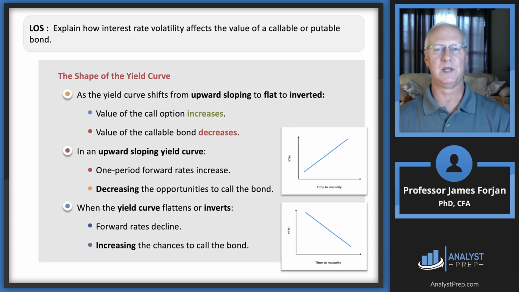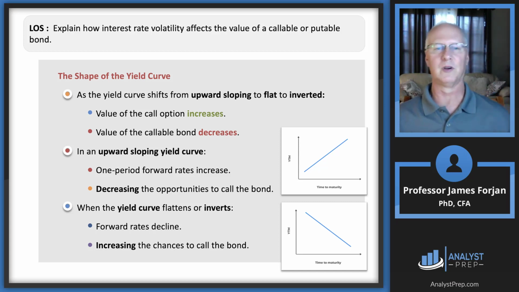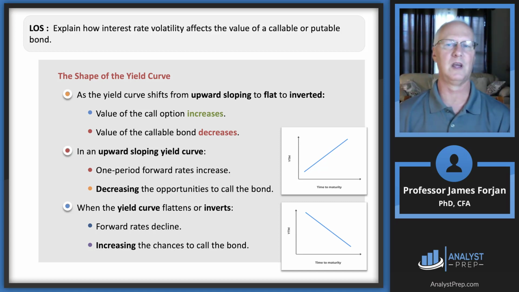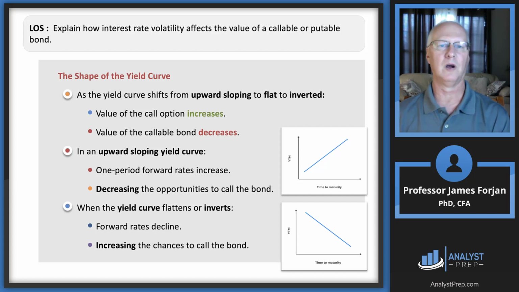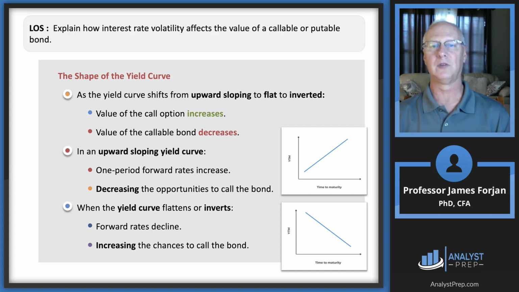Now, how about the shape of the yield curve? All right, so what have we learned? Wouldn't life be so much easier if we always had parallel shifts of the yield curve upward or parallel shifts of the yield curve downward? Wouldn't it be awesome if we didn't have twisting and curving and humping and all that kind of stuff? But of course, we know that's not the case. All right, so as the yield curve shifts from an upward slope to flat to inverted, and now this is super important, the value of the call option is going to increase. You think about it, from upward sloping to flat to inverted. That's just an illustration that interest rates are falling. So the call option value increases, which means the value of the callable bond decreases.